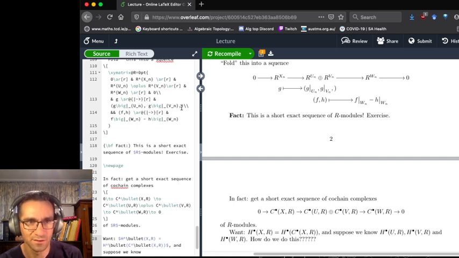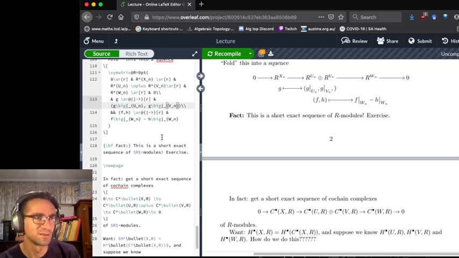And yes, there is an extra comma. Where is it? There, because it's a direct sum of two things. There should be two entries. Thanks, Tess.